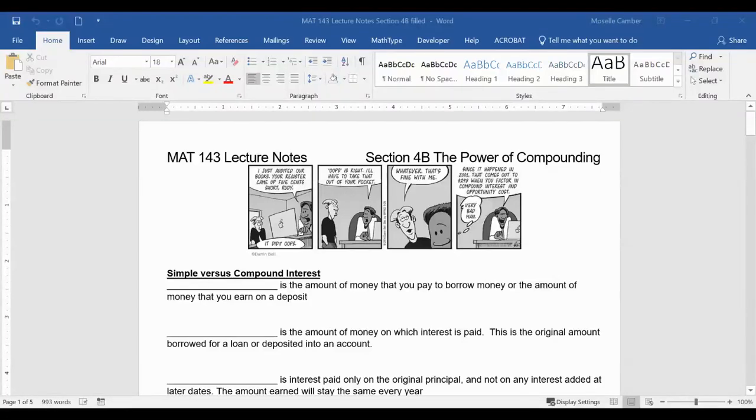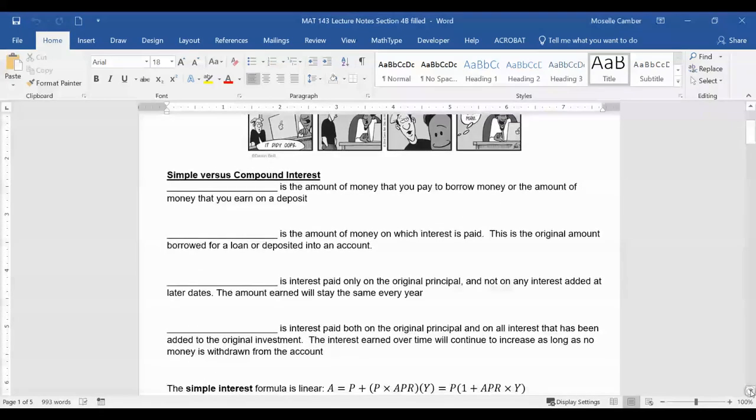Okay, for 4B, we're going to look at applications of our linear and exponential modeling. So we saw in the Module 2 project a question similar to this. We're looking at different types of interest in accounts. So there are two different types of interest that we're going to talk about. There's simple interest and compound interest.